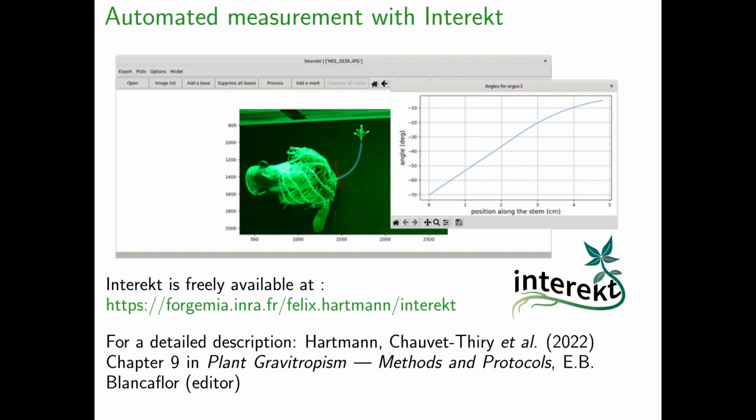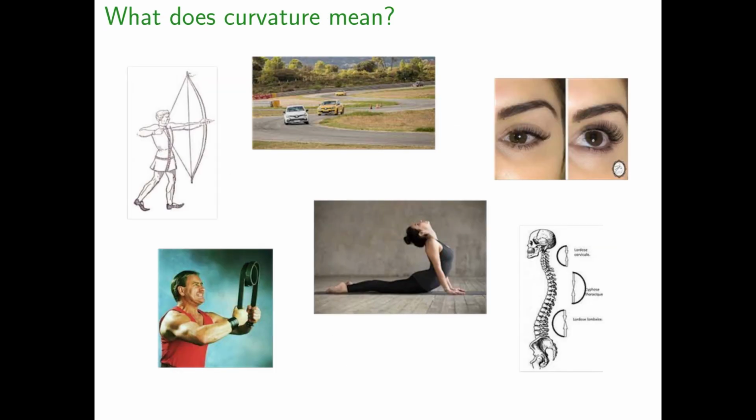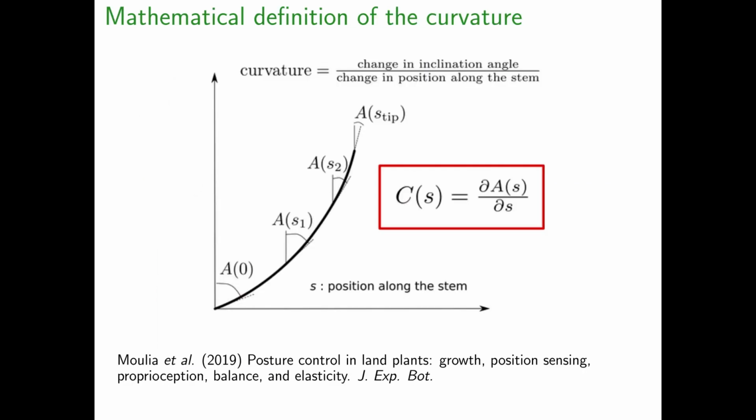If we are actually interested in the global shape of the stem, the relevant information is not the value of the angle, but how the angle is changing along the stem. In other words, we are interested in curvature. In common language, curvature means a lot of different things. Mathematically, the curvature is defined as the rate of change of the inclination angle along a line. It is the derivative of the angle with respect to the spatial coordinates.